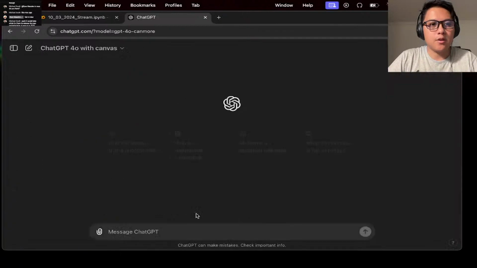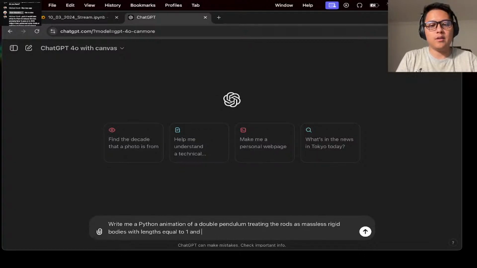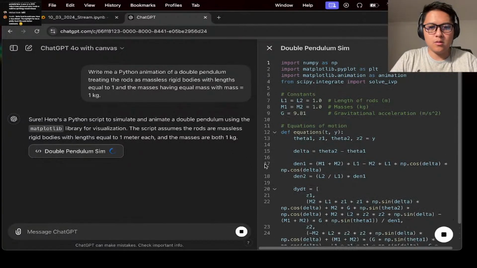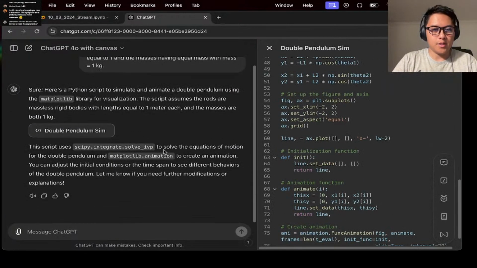So, okay, pretty cool. Oh yeah, write me a Python animation of a harmonic, no, let's see, of a double pendulum treating the rods as massless rigid bodies with lengths equal to 1 and the masses of... ooh, pretty cool. Oh, it uses SciPy to integrate the equations of motion.